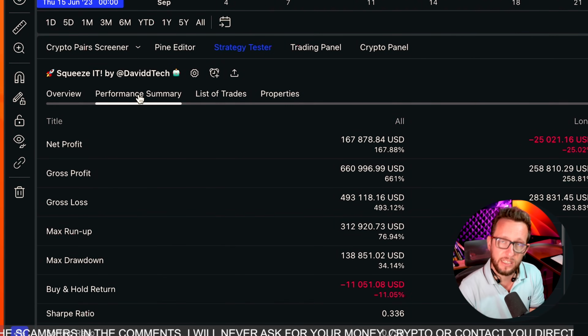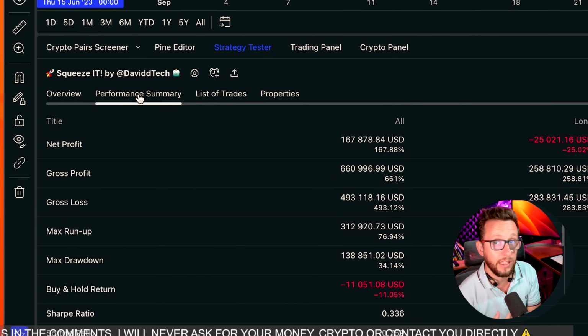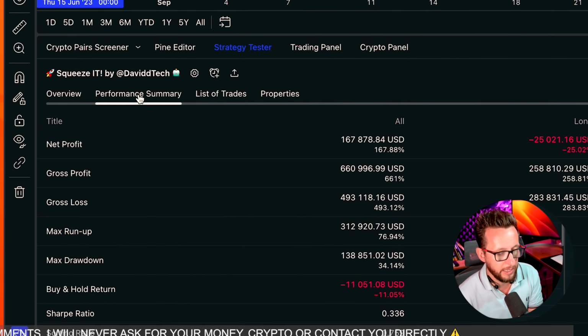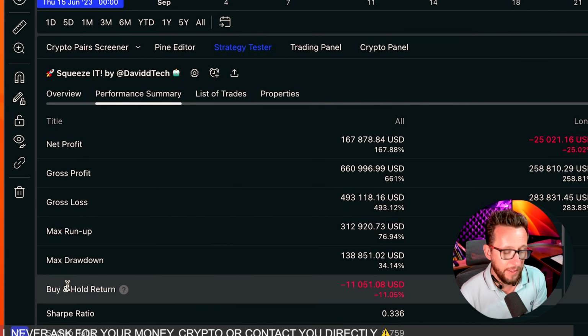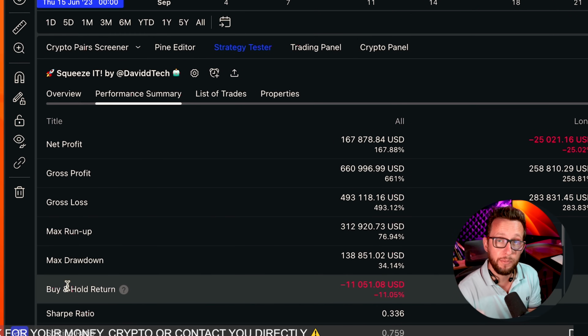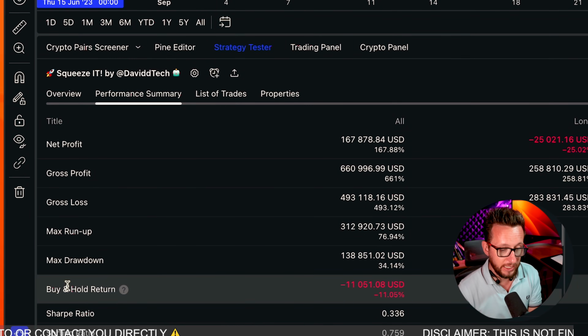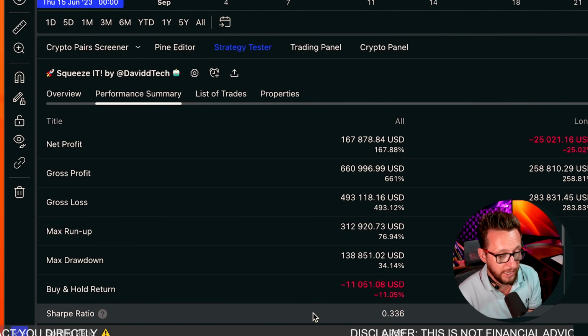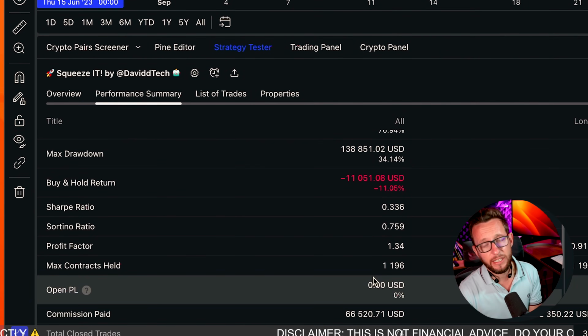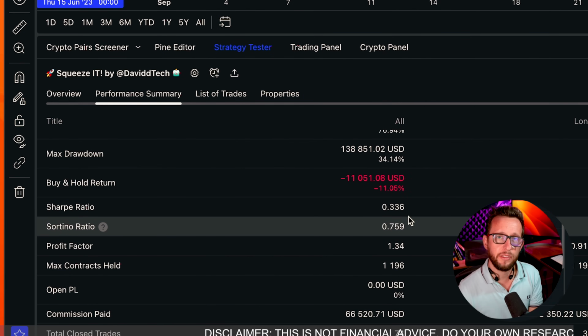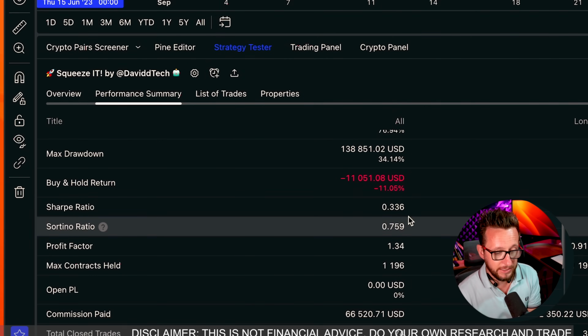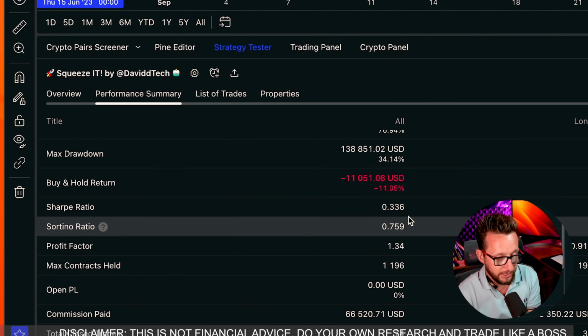So by decreasing the leverage, obviously you're going to decrease the profit and also decrease the max drawdown. If we compare that to how much we would have earned if we had bought Bitcoin or Ethereum at exactly the same time and just held it, we would have lost 11%. So we actually smashed that. The Sharpe ratio is a bit low at 0.3. I will work on it to make it better before actually trading it myself.